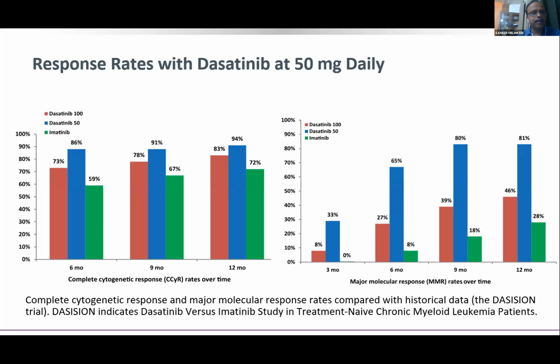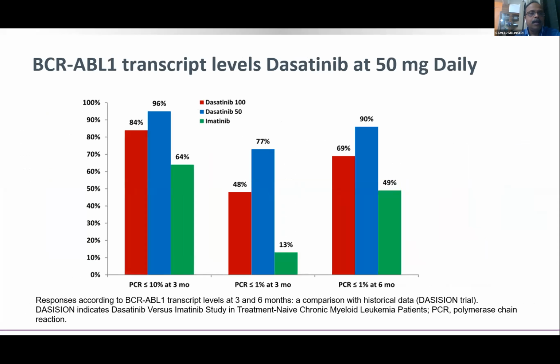This was a study where they compared 100 milligram dasatinib versus 50 versus imatinib 400. And you look at the responses. The blue bar in the center is the response to dasatinib 50. You can see every parameter, the complete cytogenetic responses and major molecular responses, are far superior with 50 as compared to 100. The BCR-ABL transcript levels at 3 months, less than 1%, are best with dasatinib 50, and at 6 months as well.